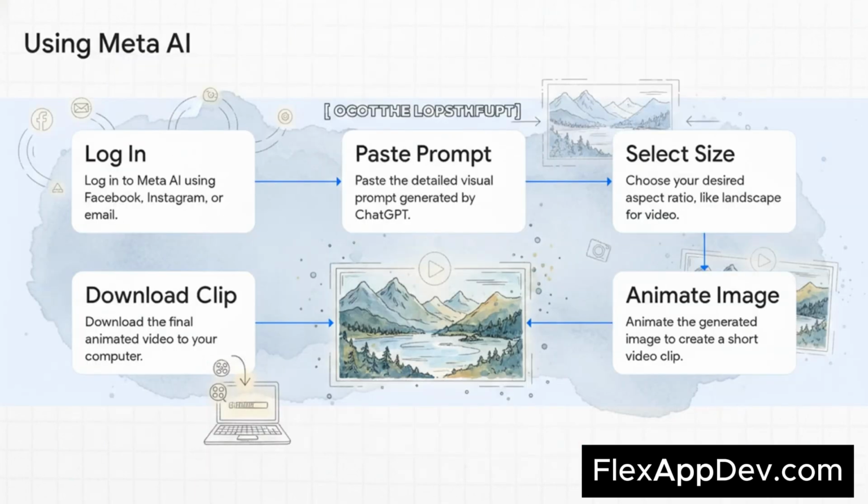The workflow in Meta AI is just incredibly smooth. You paste in your detailed prompt from ChatGPT, you select that landscape 16:9 aspect ratio for that classic widescreen cinematic look, and it generates a stunning image. Then you just click Animate, and boom, it transforms that static image into a dynamic, almost 3D-inspired video clip that's ready for you to download.